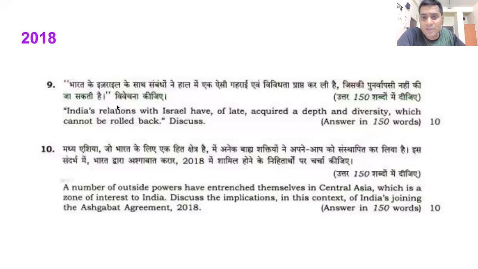India's relations with Israel have of late acquired a depth and diversity which cannot be rolled back. They have moved to West Asia and asked about the India-Israel relationship, right? Bilateral relationship. You can classify on that.